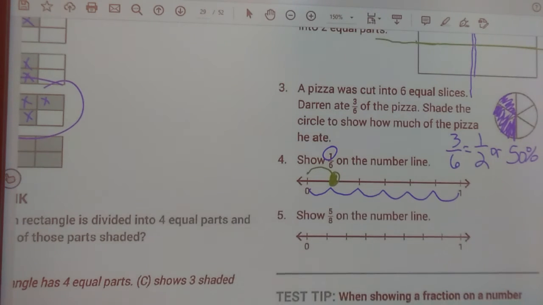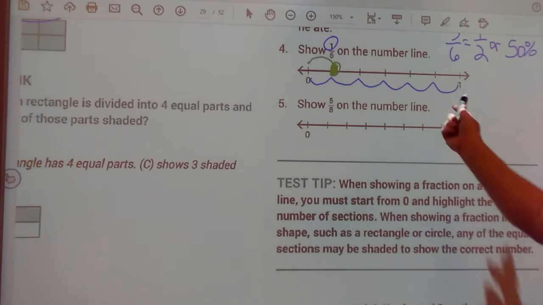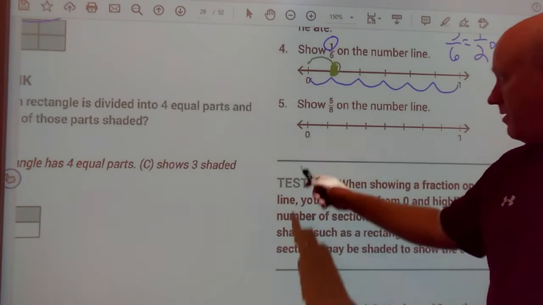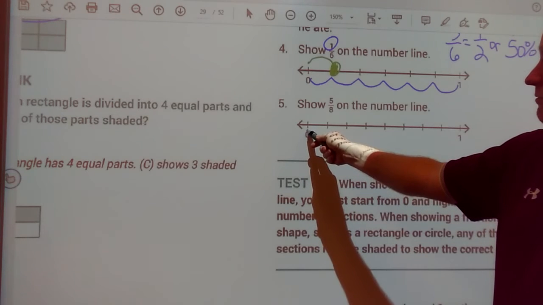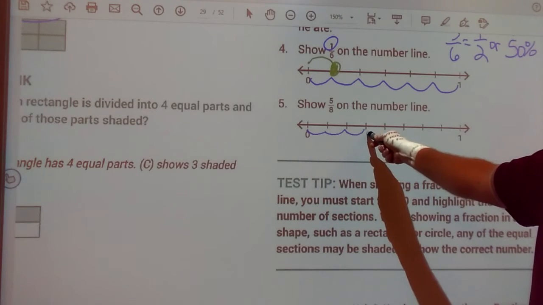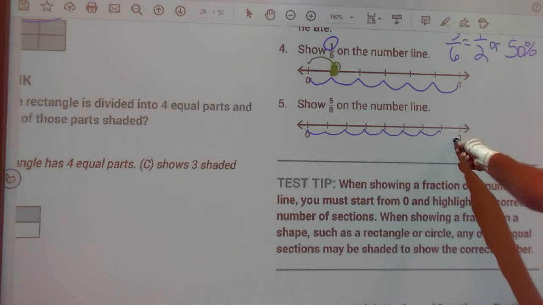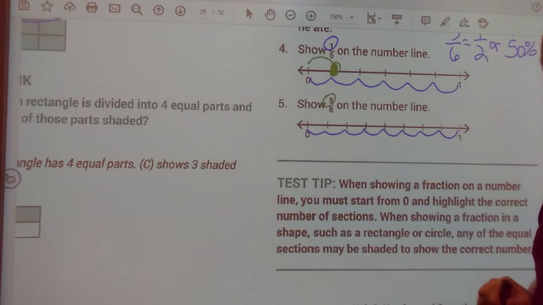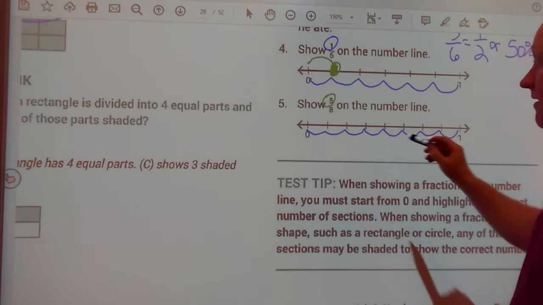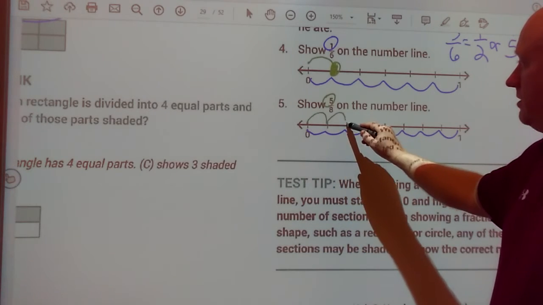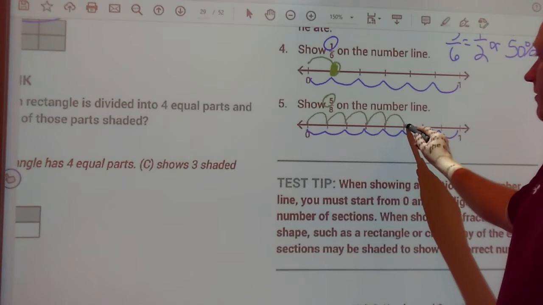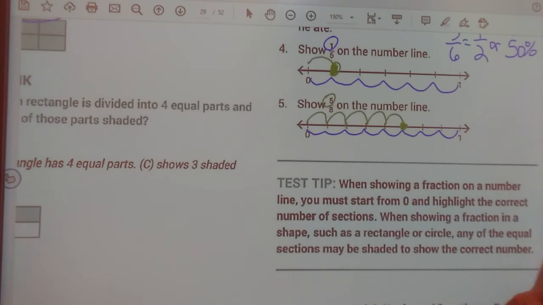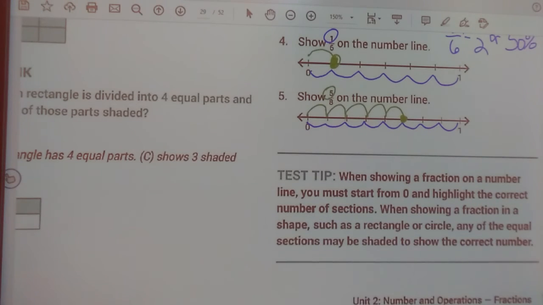Number 5. Show 5/8 on the number line. Simple. We count. It should be 8 equal spaces. 1, 2, 3, 4, 5, 6, 7, 8. Now we need to look for this number right here. So we count from left to right. 1, 2, 3, 4, 5. And there's your answer. Okay? Now let's go on.